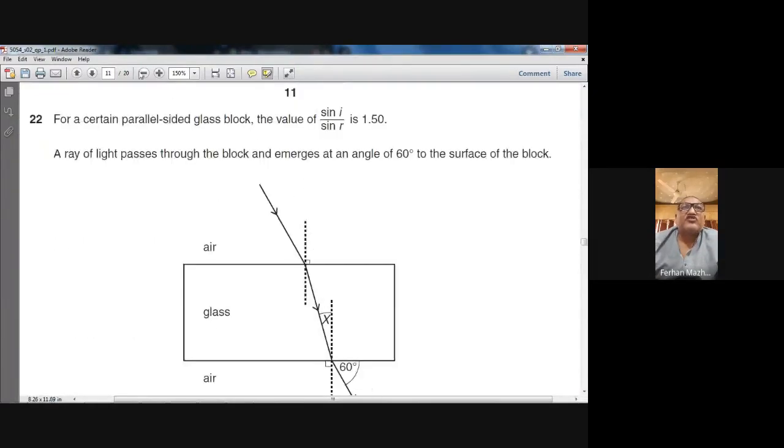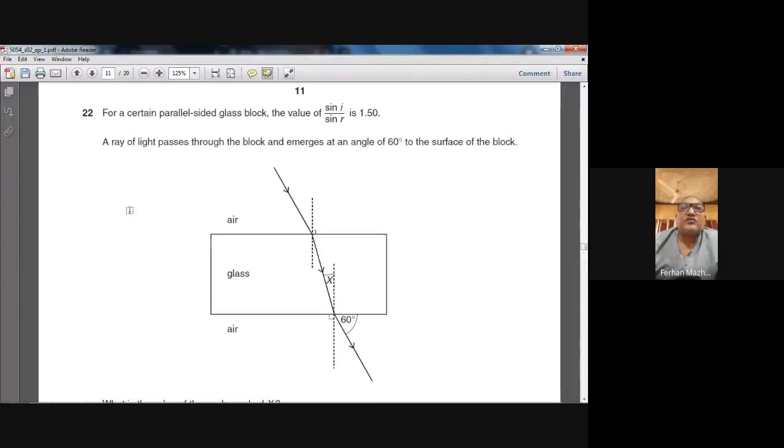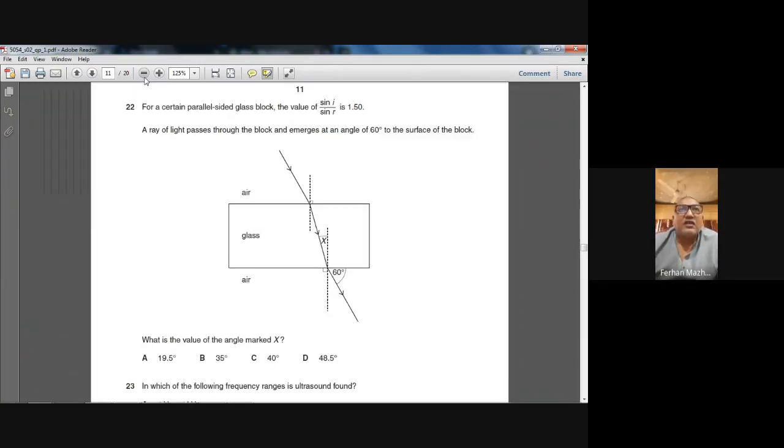Okay, the next question, we have question number 22. For a certain parallel-sided glass block, the value of sine I by sine R is 1.50. A ray of light passes through the block and emerges at an angle of 60 degrees to the surface of the block. And their question is, what is the value of the angle marked as X? That is the angle of incidence here.